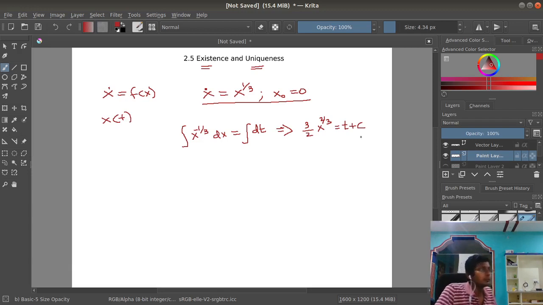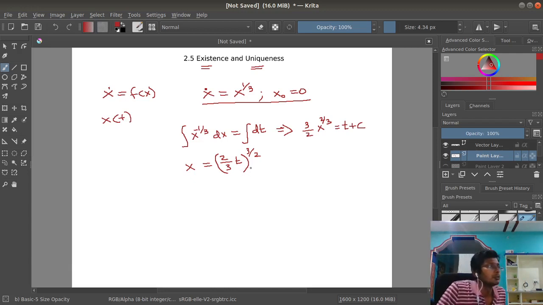To calculate this c, we need to impose the initial condition, and if we impose it, we find that c is equal to 0. So finally x of t is equal to 2 by 3 t, the whole to the power 3 by 2. This is the solution. Now if you see, x will keep on increasing as t is increasing.